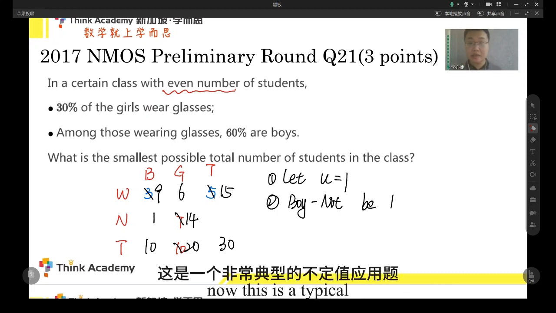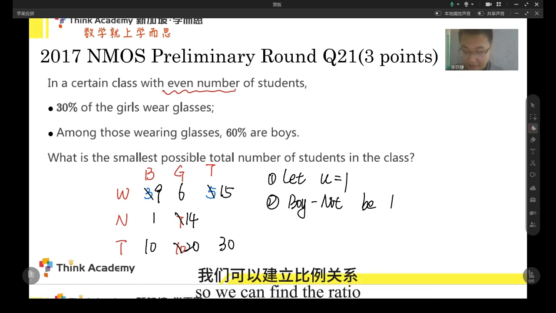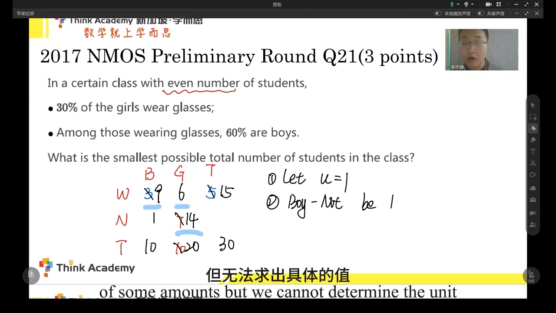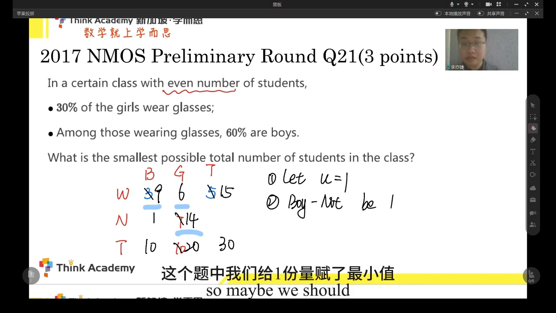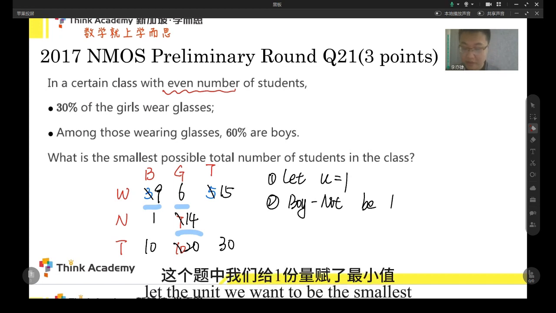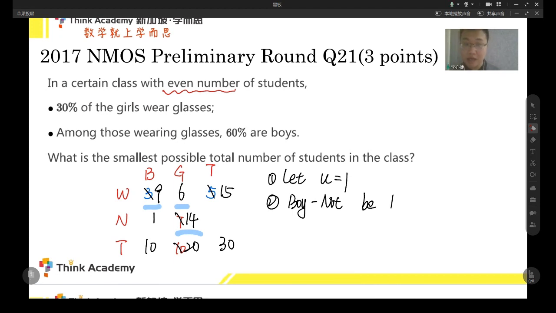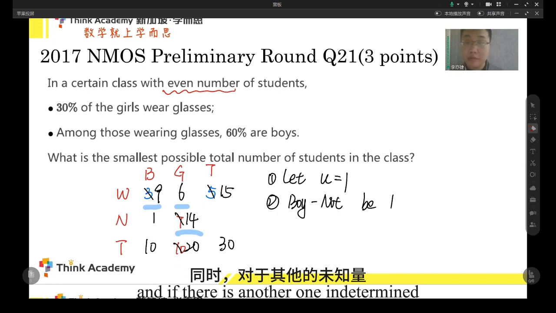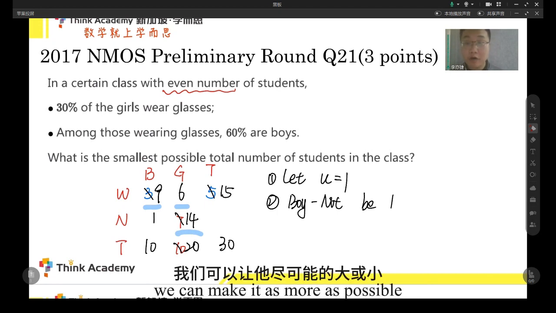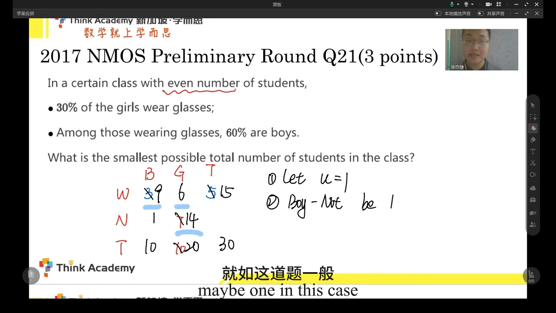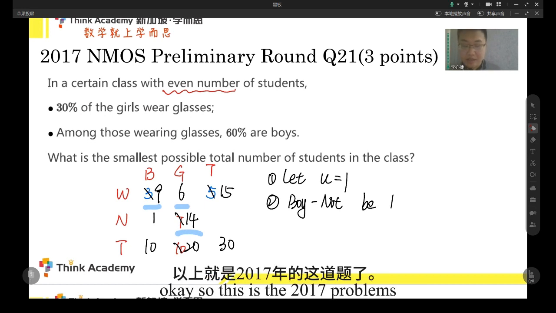Now this is a typical question of the indeterminate word problems. So we can find the ratio of some amounts, but we cannot determine the unit. So maybe we should let the unit be 1 to be the smallest. And if there is another one undetermined, we can make it as small as possible, maybe 1 in this case. Okay, so this is the 2017 problem.